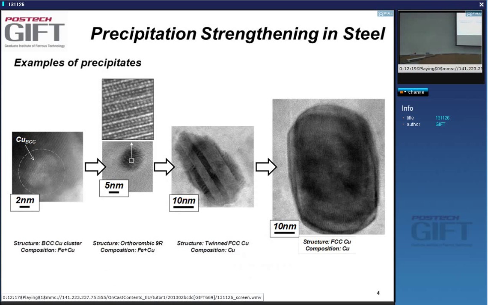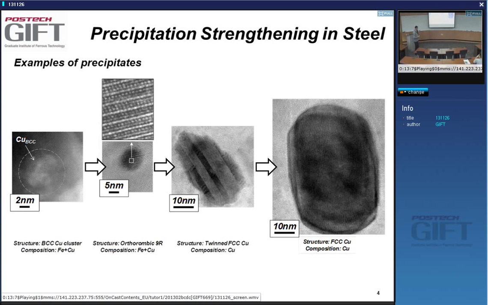Now, one of the things you have to realize is that the radius, the density, the interparticle spacing, and even the structure of these precipitates, these are not single numbers. This very much depends on how you engineer the microstructure. Take for instance a very nice example of precipitation hardening in steel, when you add a few percent of copper to ferrite.